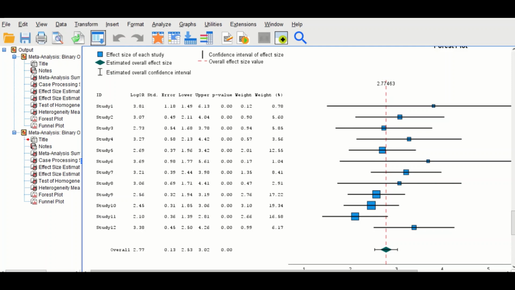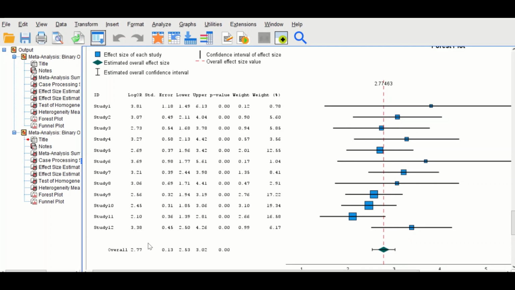Moving to the second section, and before even moving to the second section, here there is a value generated called overall estimate effect size, which is the odds ratio, which is equal to 2.77, and standard error is generated, and upper and lower for 95% confidence interval, and a p-value. So this is the pooled or overall odds ratio from all the 12 studies, and it shows that there is a significant association between taking the drug and recovery from the condition compared to the reference group.